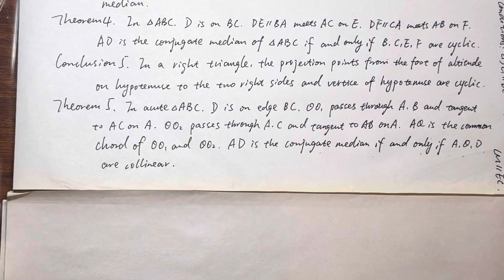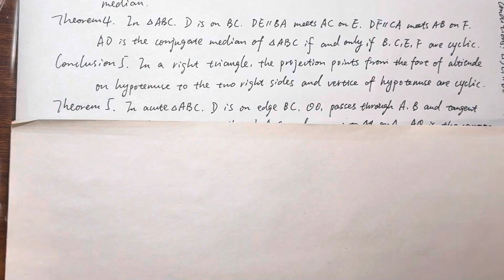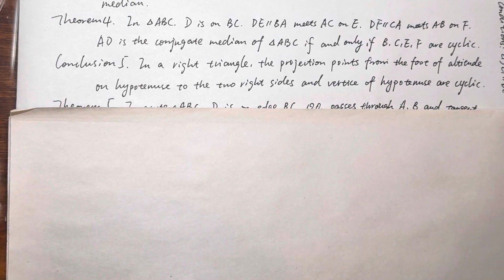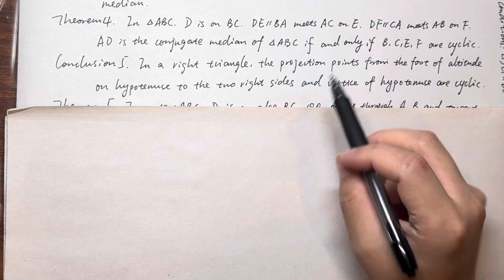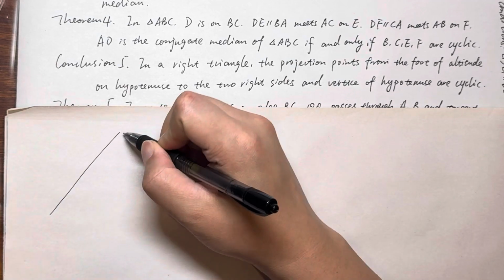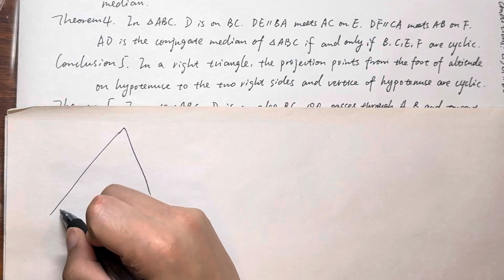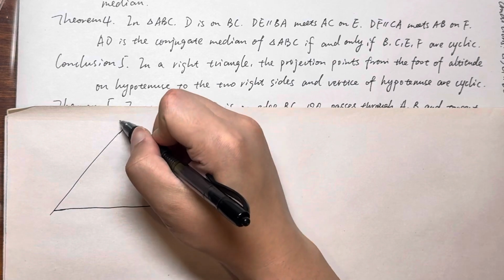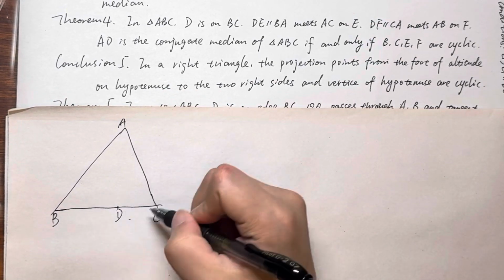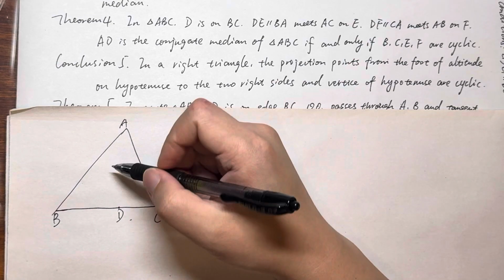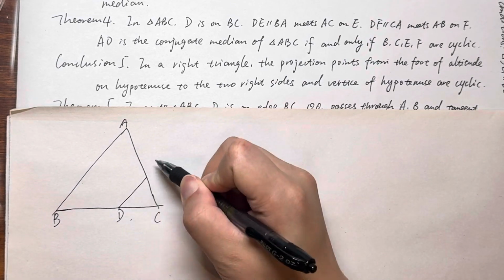Okay, let's continue. Theorem 4. In triangle ABC, D is on BC, DE is parallel with BA and meets AC at E, which can be drawn like this. Right? We have triangle ABC here. D is a point on BC, and DE is parallel with AB and meets AC at E.